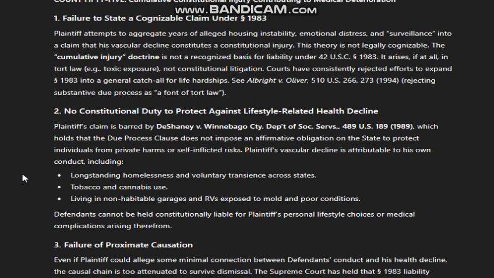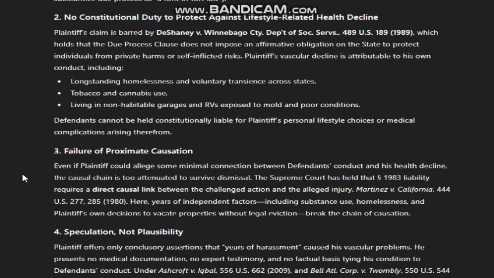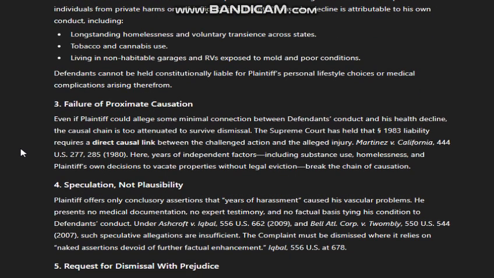2. No constitutional duty to protect against lifestyle-related health decline. Plaintiff's claim is barred by DeShaney v. Winnebago County Department of Social Services, 489 U.S. 189 (1989), which holds that the Due Process Clause does not impose an affirmative obligation on the state to protect individuals from private harms or self-inflicted risks. Plaintiff's vascular decline is attributable to his own conduct, including long-standing homelessness and voluntary transience across states, tobacco and cannabis use, living in non-habitable garages and RVs exposed to mold and poor conditions. Defendants cannot be held constitutionally liable for plaintiff's personal lifestyle choices or medical complications arising therefrom.